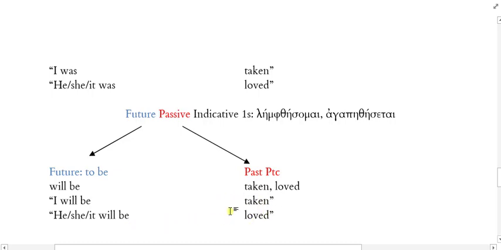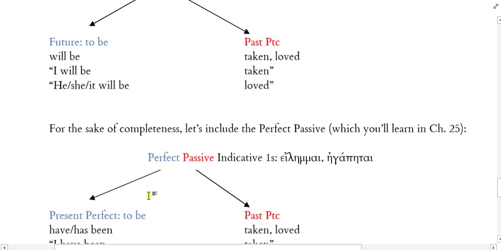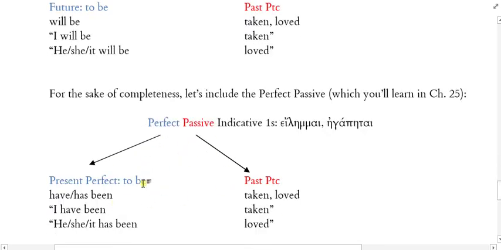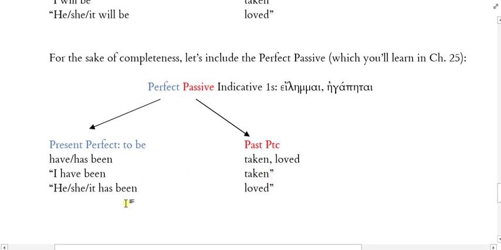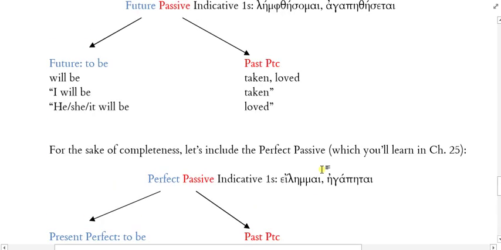So you see how you might associate these past participle forms with past time, but it's really the form of to be that is giving you the tense value here in your English translation. And then when we learn the perfect in chapter 25, we still have to use a form of to be plus the past participle, but it's got to be the present perfect form. Have been, has been, plus the past participle part. So I have been taken. He, she, or it has been loved. Okay? So just wanted to walk through that with you so that you have a fairly clear idea of how we're going to translate these passive tenses.